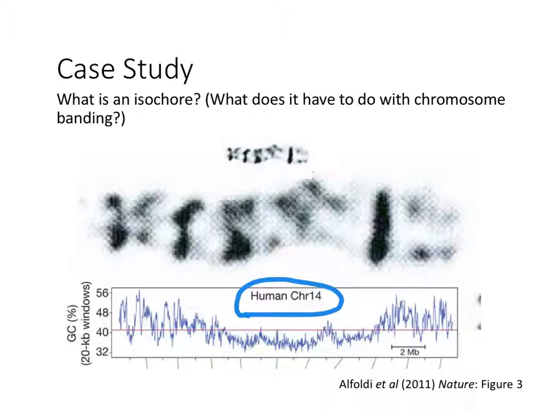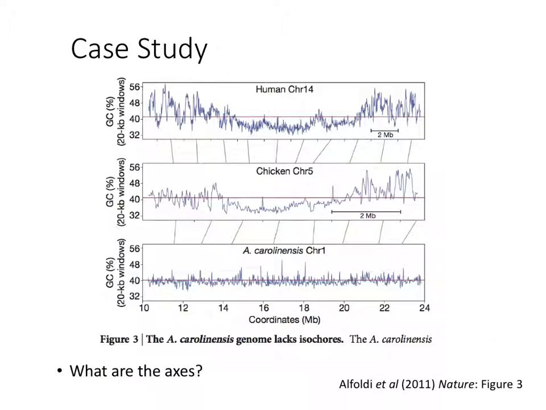So isochores, very simply, are loosely defined regions of chromosomes that have either more G's and C's or more A's and T's. That's it. And if you look at this graph, the next couple of slides are going to ask a few questions about what the axes are and so forth. So I suppose I can move to those. Here are 3 different plots, top, middle, bottom, all from this paper.